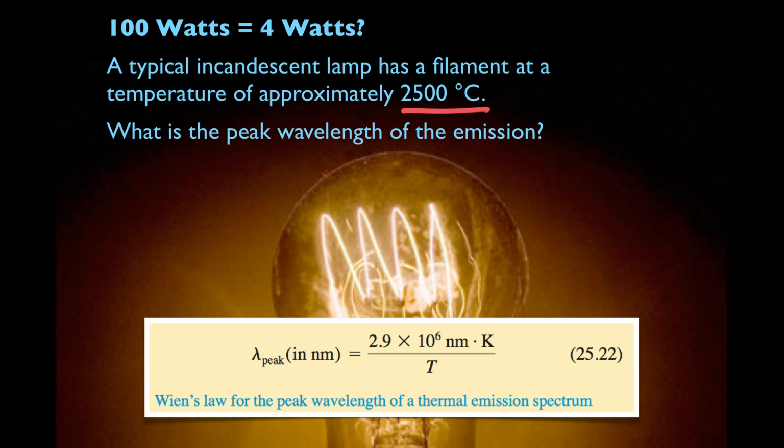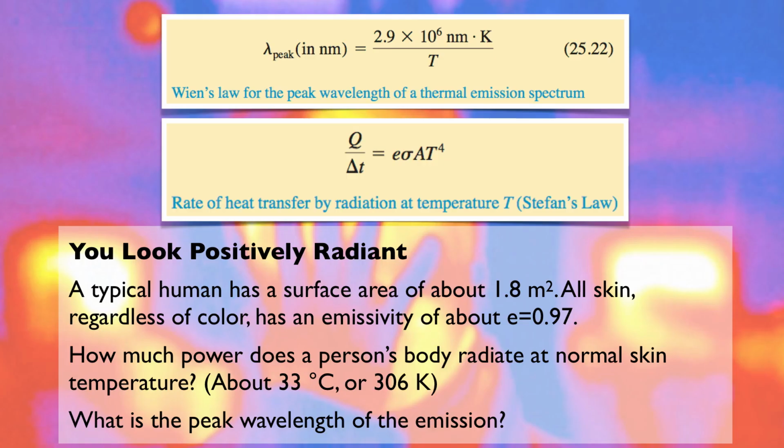And this is why incandescent light bulbs are so inefficient. 100 watts of electric energy comes in. 4 watts of visible light energy comes out. So they're only 4% efficient. That's why they're terrible. And you can do better using other technologies.